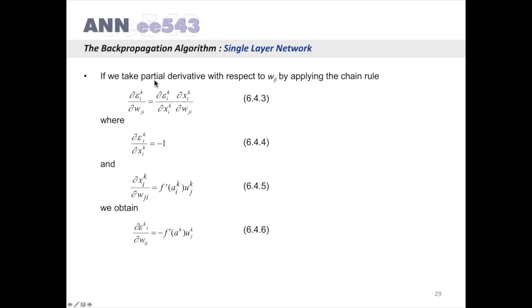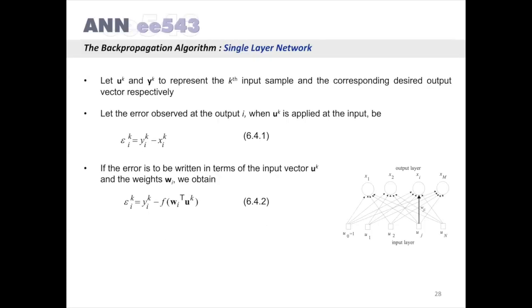If we take the partial derivative of the error at the ith output with respect to wji by applying the chain rule, instead of the partial derivative of the error with respect to wji, we write first the partial derivative of the error with respect to the output and then the partial derivative of the output with respect to the connection weight, where this first part, the partial derivative of the error with respect to output, is equal to minus 1. Consider the definition of the error. If we find the partial derivative with respect to output, then we have minus 1.